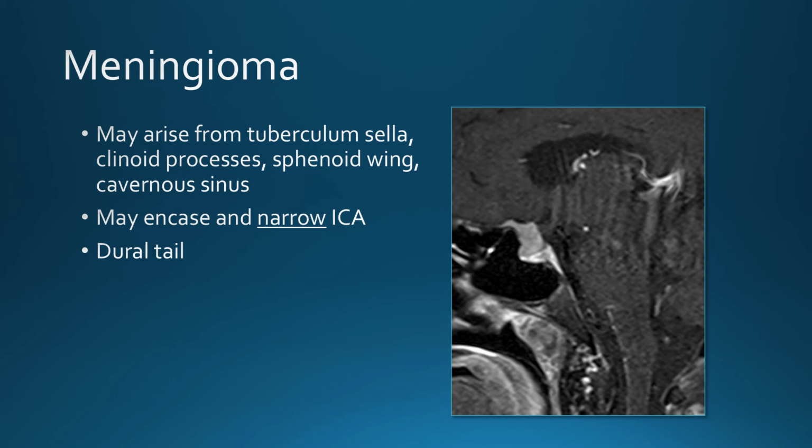Meningiomas often involve the cavernous sinus, and they frequently narrow the internal carotid artery. So when a pituitary adenoma extends into the cavernous sinus, it can go around the carotid, but it won't narrow the carotid. But meningiomas involving the cavernous sinus, not always, but frequently will narrow the internal carotid artery. And if you see a dural tail, that's very helpful, of course.